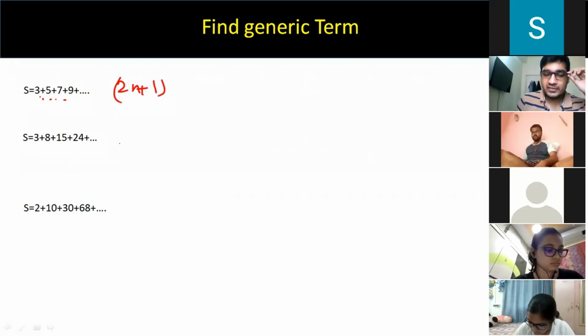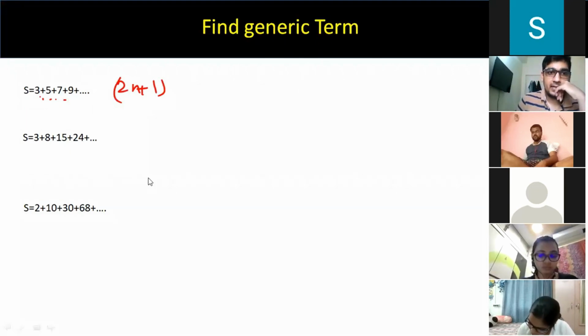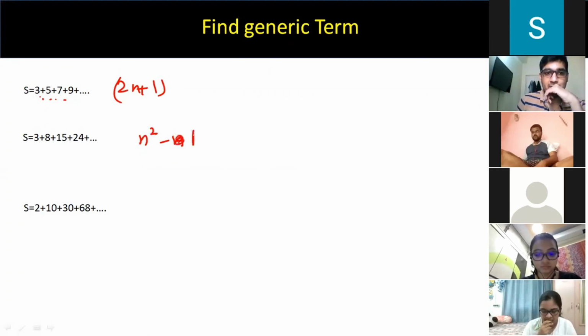Naman, second में क्या पैटर्न है? Sir, n square minus n. n square minus n कह रहे हो, ठीक है? एक बार चेक करें Naman. Let's put n equals to 1. 3 आ रहा है. Sir, n square minus 1. Sorry, n square minus 1. एक बार चेक करो फिर से. n square plus 2n. Wait. Let Naman answer.